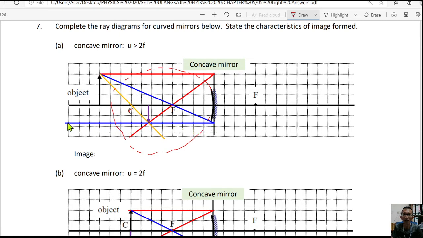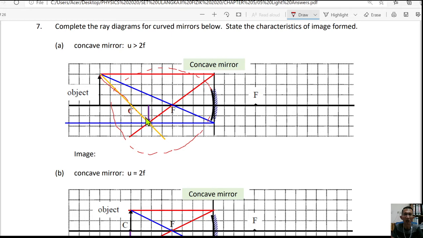And the third line, the one I'm not sure what color this is, is it orange? It will go through C, and after it hits the mirror, it will be reflected on the same line. Remember? Then next you find where all those lines intersect one another. Actually, you need to draw only 2 lines. 2 lines is enough to find the intersection. So I can see that they all intersect here.